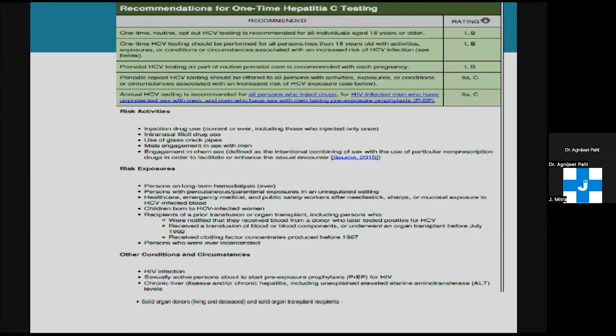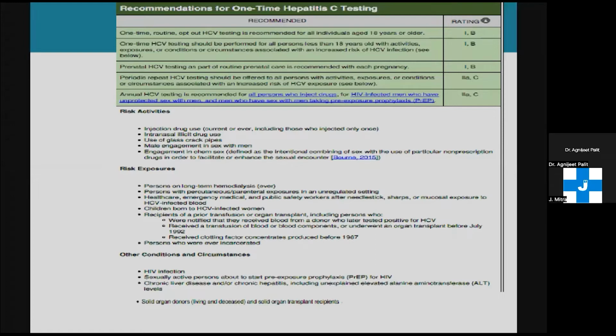So, this is the chart showing the recommendations for HCV testing. This has been taken from the recent IDSA guidelines. One-time routine HCV testing, opt-out, is recommended for all individuals greater than 18 years of age. It should also be performed in persons less than 18 years of age who are associated with high-risk activities or are having high-risk exposure. High-risk activities would include IV drug use, the MSM group, and intranasal illicit drug use.